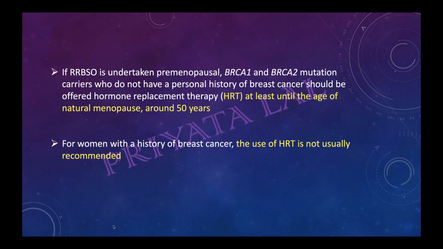Now ovaries are removed. So if the ovaries are removed, there will be menopause. So in BRCA1 and BRCA2 mutation people, if they have no personal history of breast cancer, HRT can be offered to them till the natural age of menopause, 50 years. But if they have a personal history of breast cancer, then HRT cannot be recommended because we already know breast cancer is an absolute contraindication for HRT. So you may get a question from this line also.